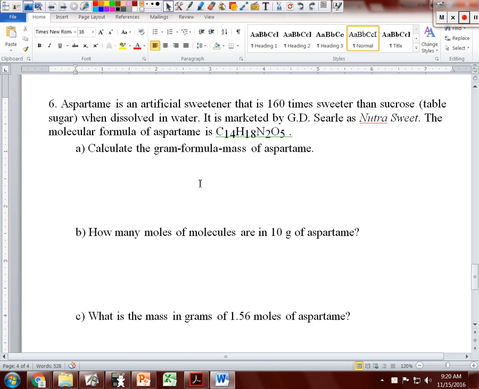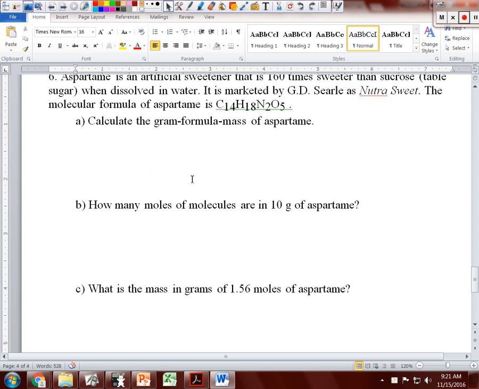So it's 160 times sweeter than sugar when dissolved in water. It's marketed by G.D. Searle as NutraSweet. The molecular formula of aspartame is C14H18N2O5. That is the chemical formula of aspartame.